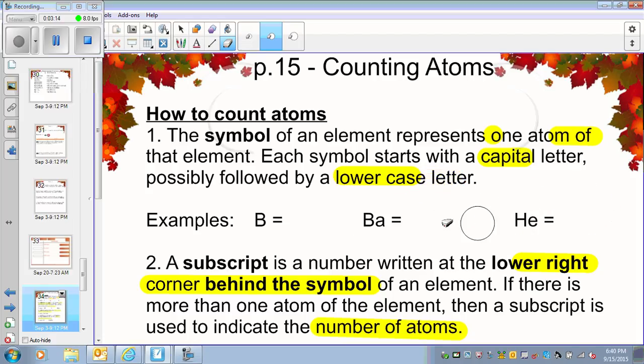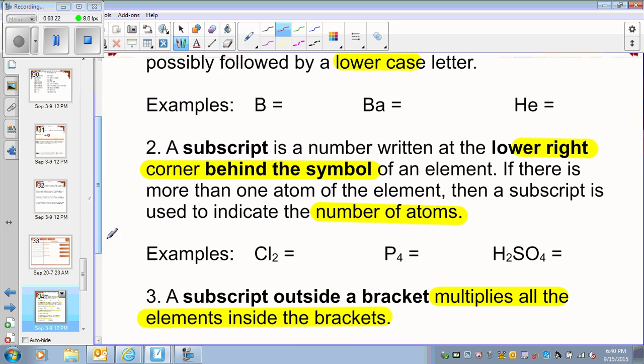Now, for any chemical symbol that is written, if there is a number at the bottom, the subscript, it tells you how many atoms of each element you have. You will find the subscript at the bottom right corner, and it gives you the number of atoms. This 2 means you have 2 chlorine atoms. This 4 means you have 4 phosphorus atoms. Or here you have 2 hydrogen atoms. If there is no number, that means it's 1. No number doesn't mean 0, no number means 1. So you have 1 sulfur atom and then you have 4 oxygen atoms.